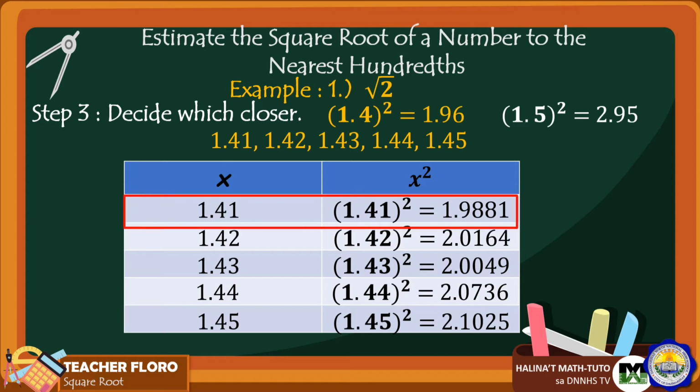That's right, 1.9881. We know that by squaring 1.41, we obtain 1.9881. Hence, the estimated value of the square root of 2 to the nearest hundredth is 1.41.